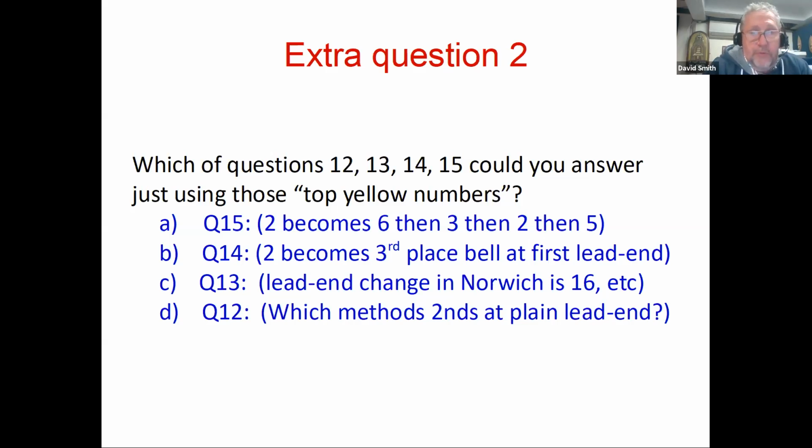And likewise, question 13, which was a whole lot of questions about Norwich, one of which was at a lead end, at a plain lead end, the change is 1/6. A bell makes places in 1, that's the treble that's leading, and it's the bell at the back that makes places, and a few other questions. And question 12 said which of the methods we're looking at in the diagrams has a bell making seconds at a plain lead end. Now, can you just go through those? I'll give you a minute or two and think which of those could you answer just on these spill damaged diagrams with the yellow numbers at the top.